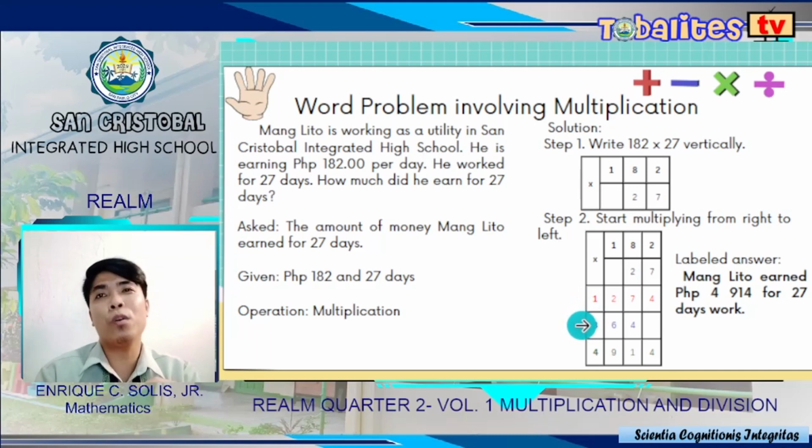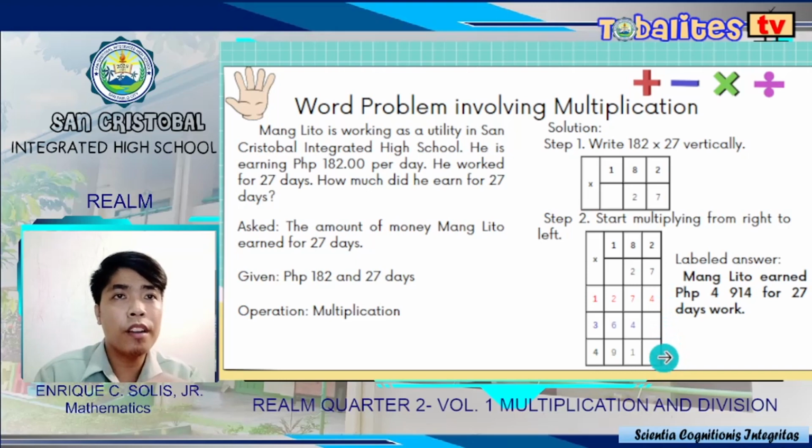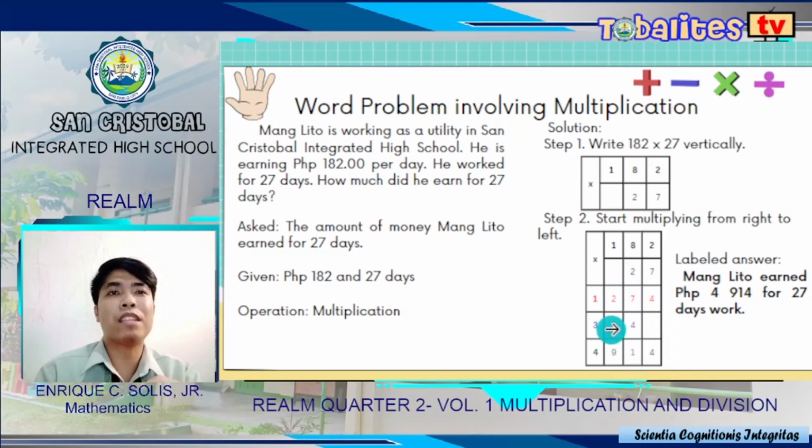Now we are going to add the two partial products. So bring down 4, and then 7 plus 4 is 11, regroup 1. 1 plus 2 is 3, plus 6, we have 9. And then 1 plus 3, we have 4. So when we multiplied 182 by 27, we will get 4,940. And the last part of word problem involving multiplication is to write the labeled answer.